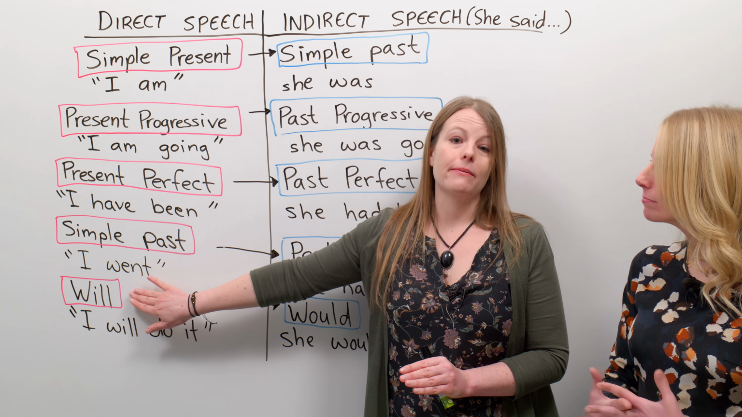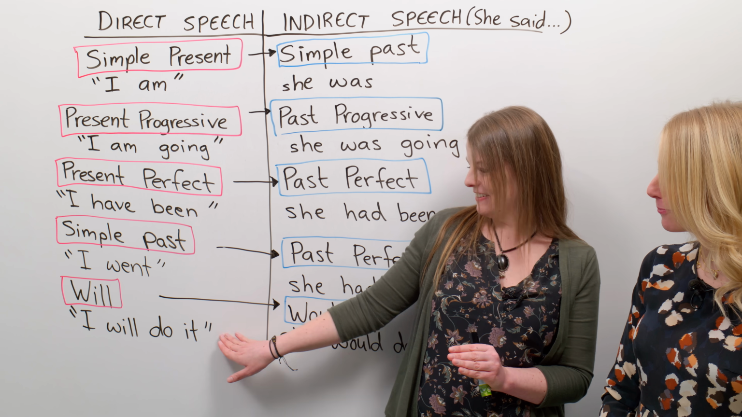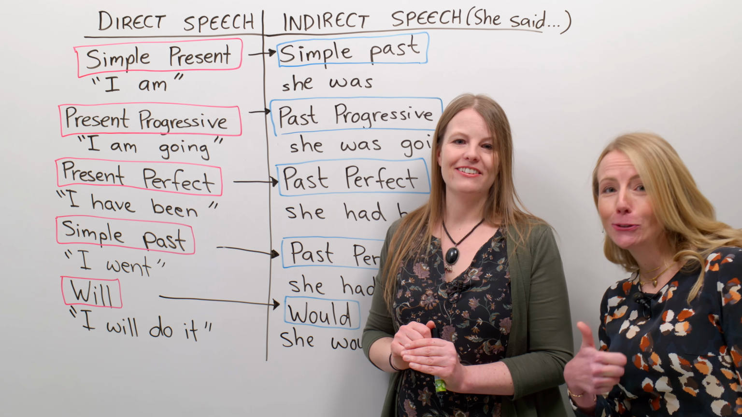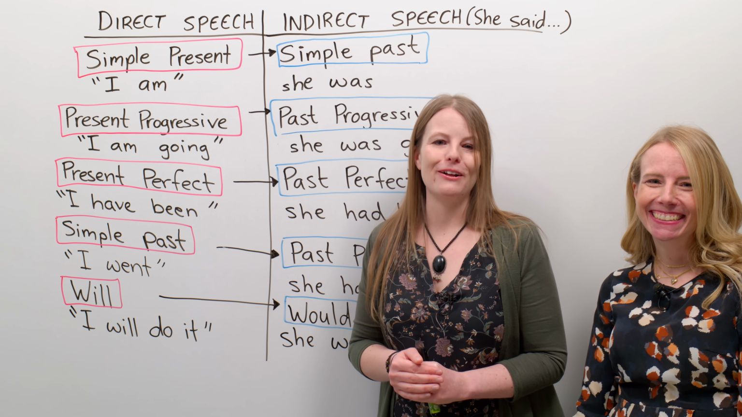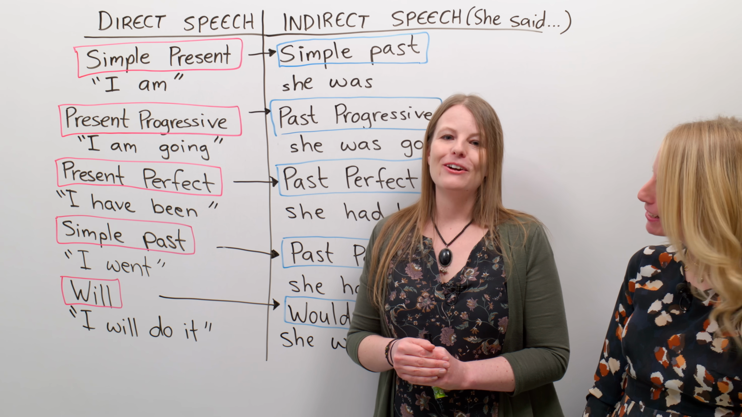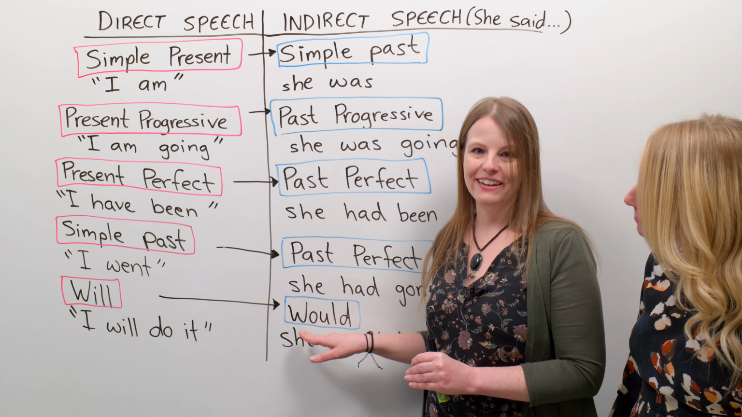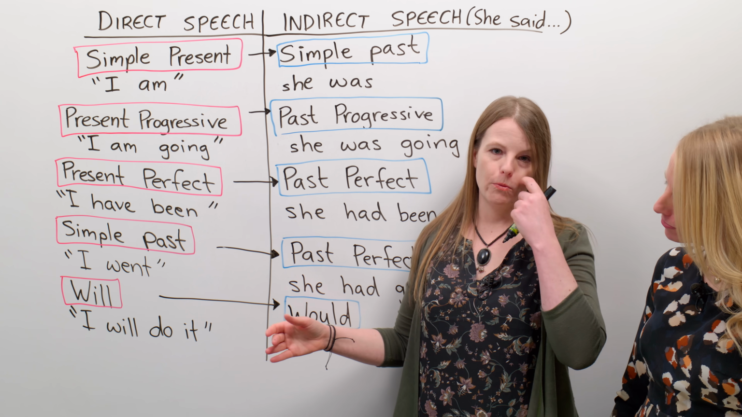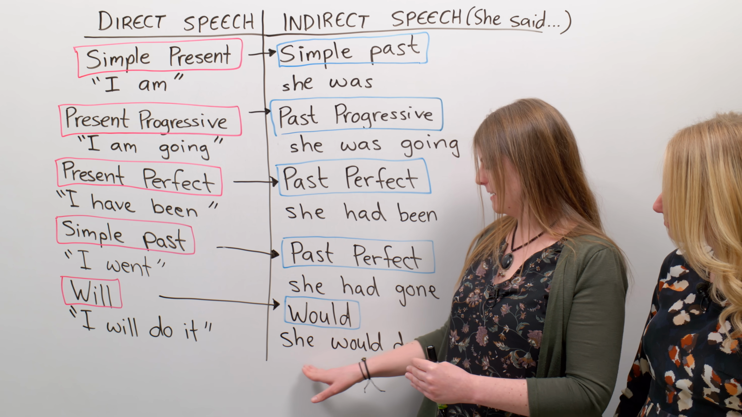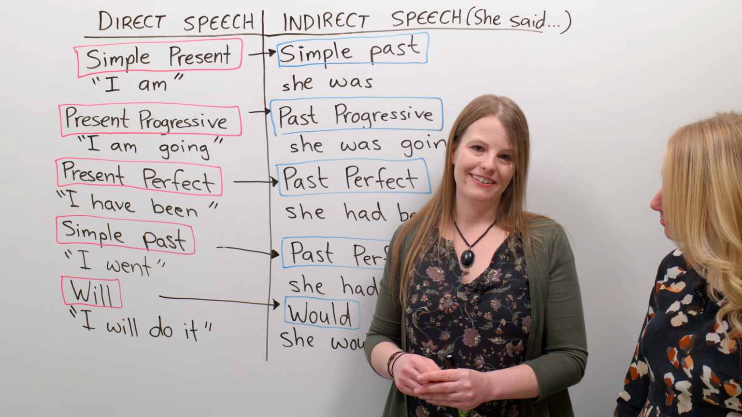What about if we're talking about the future and Audra says something using will? Audra, can you say this? Sure. I will do it. Thank you, Audra. What happens to will? What does will become? Well, will becomes would. That's right. Would is more of the past. So will turns to would, and it becomes Audra said she would do it.